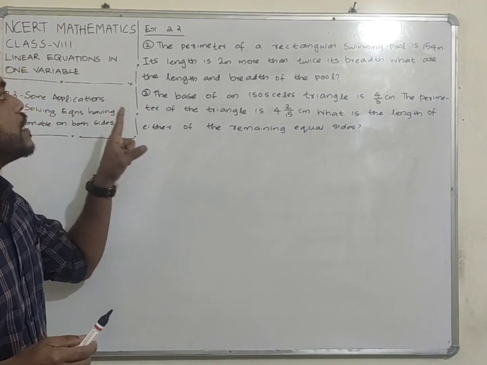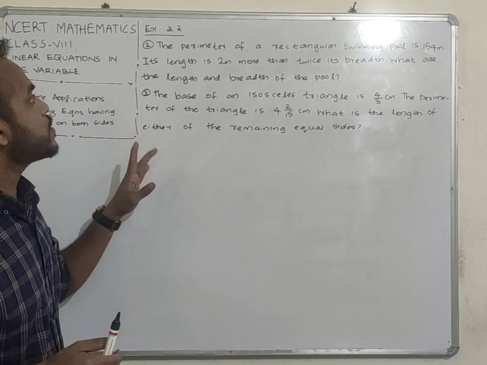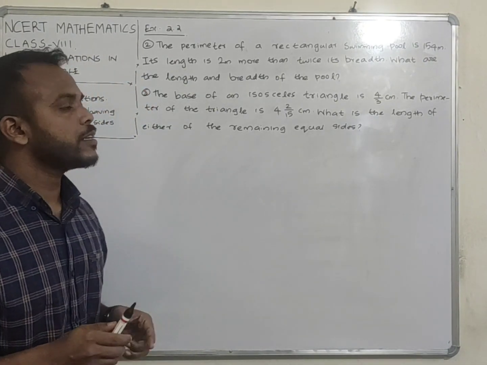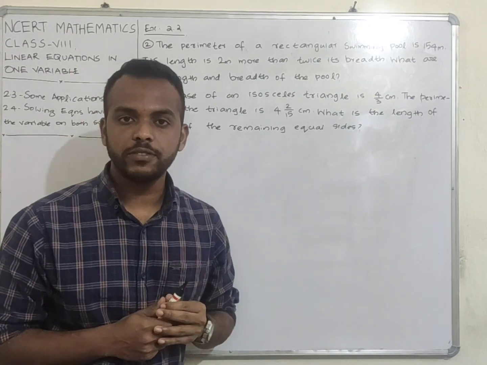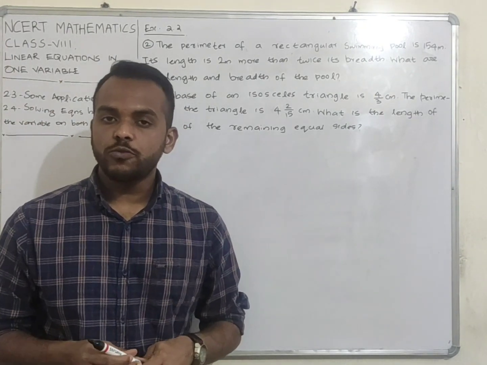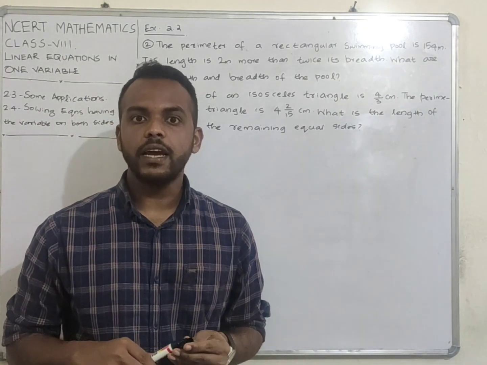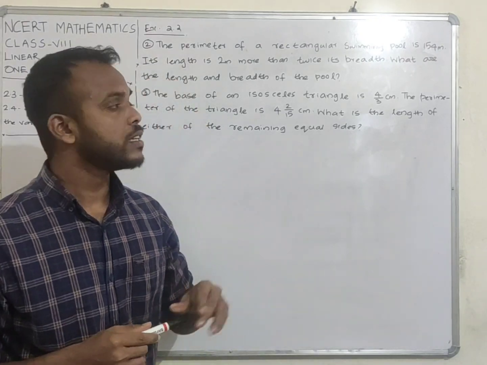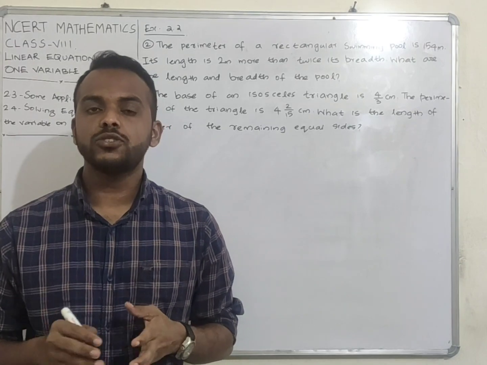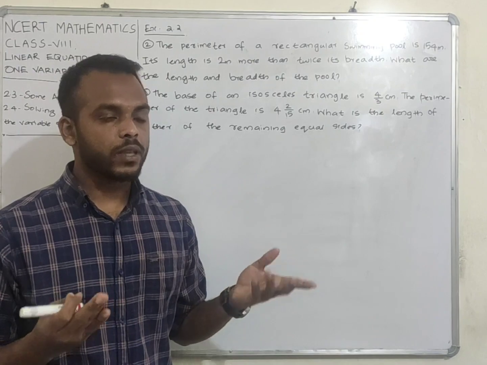The second question says, the perimeter of a rectangular swimming pool is 154 meter. Its length is 2 meter more than twice its breadth. What are the length and breadth of the pool? So this is the question in front of us. As I told you earlier, to solve this kind of problems, we need to have both mathematical and logical ability. There won't be a direct way to write the answer unless you know the equations of certain solid shapes or some plane figures.